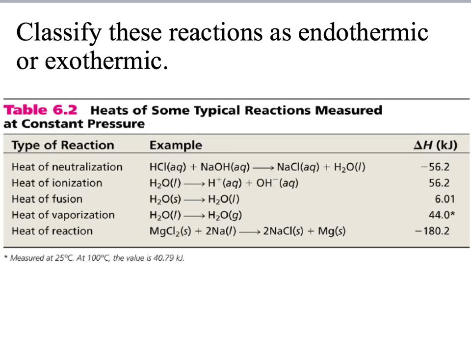To classify reactions as endothermic or exothermic, just remember that endothermic has a positive delta H, and exothermic has a negative delta H. If we look at these different examples of reactions and you look at the delta H values, we know that if it has a negative number, it is exothermic. The rest of these are endothermic because they have a positive number.